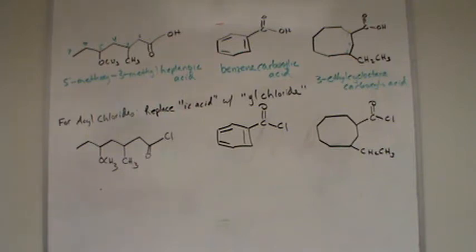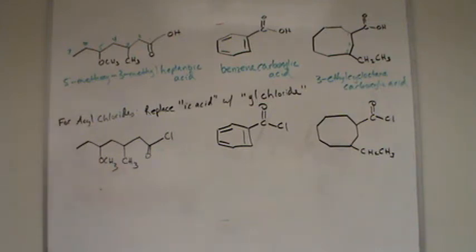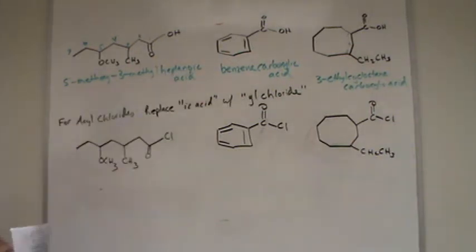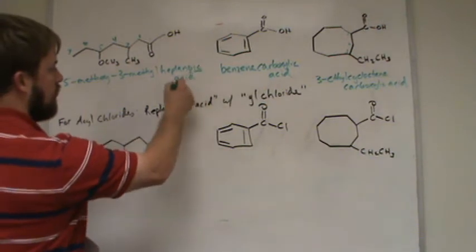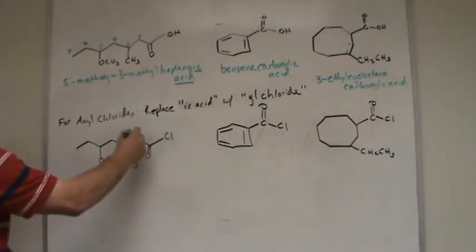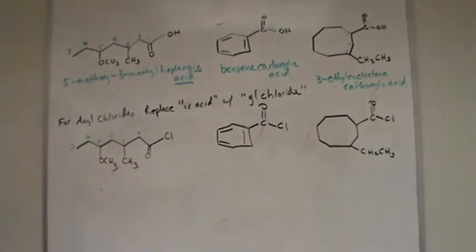Okay. Now, shifting from the carboxylic acids to the acyl chlorides, that's all I did here. I got the same compound up here just as down here, just the acid chloride version. So instead of the ic acid, so heptanoic acid, we're going to change this portion with oyl chloride. If there's a bromine there, it'll be oyl bromide. So we're going to name it exactly the same. 1, 2, 3, 4, 5, 6, 7. So it's not heptanoic acid as our parent chain, but heptanoyl chloride.